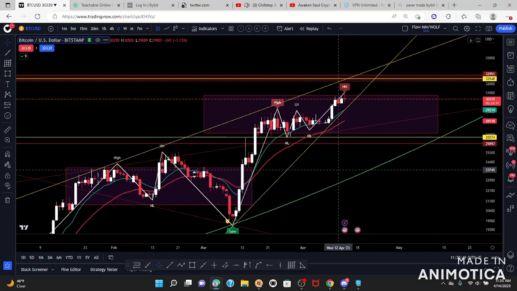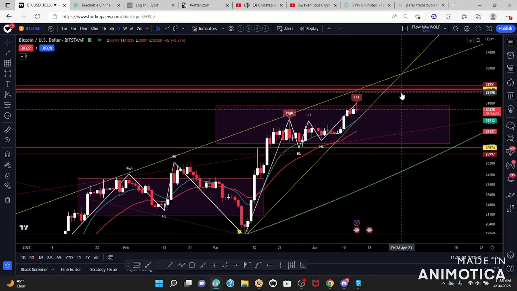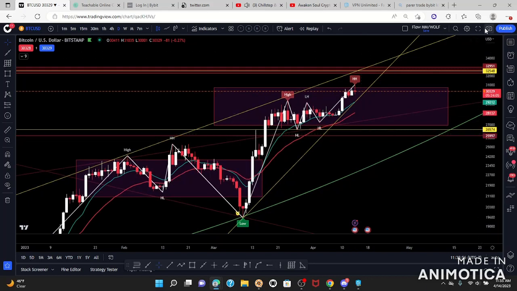So this is, we have support, resistance, rising wedge on the daily, and I like how this looks pretty.